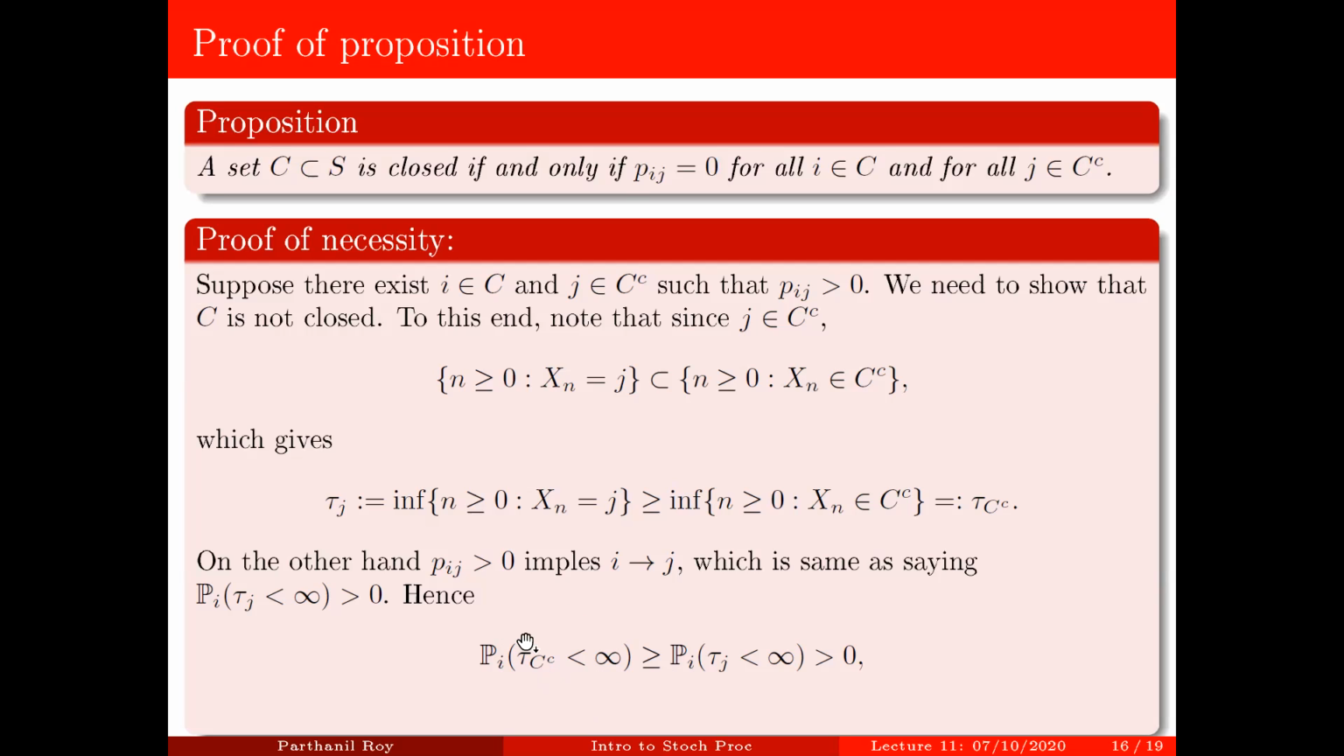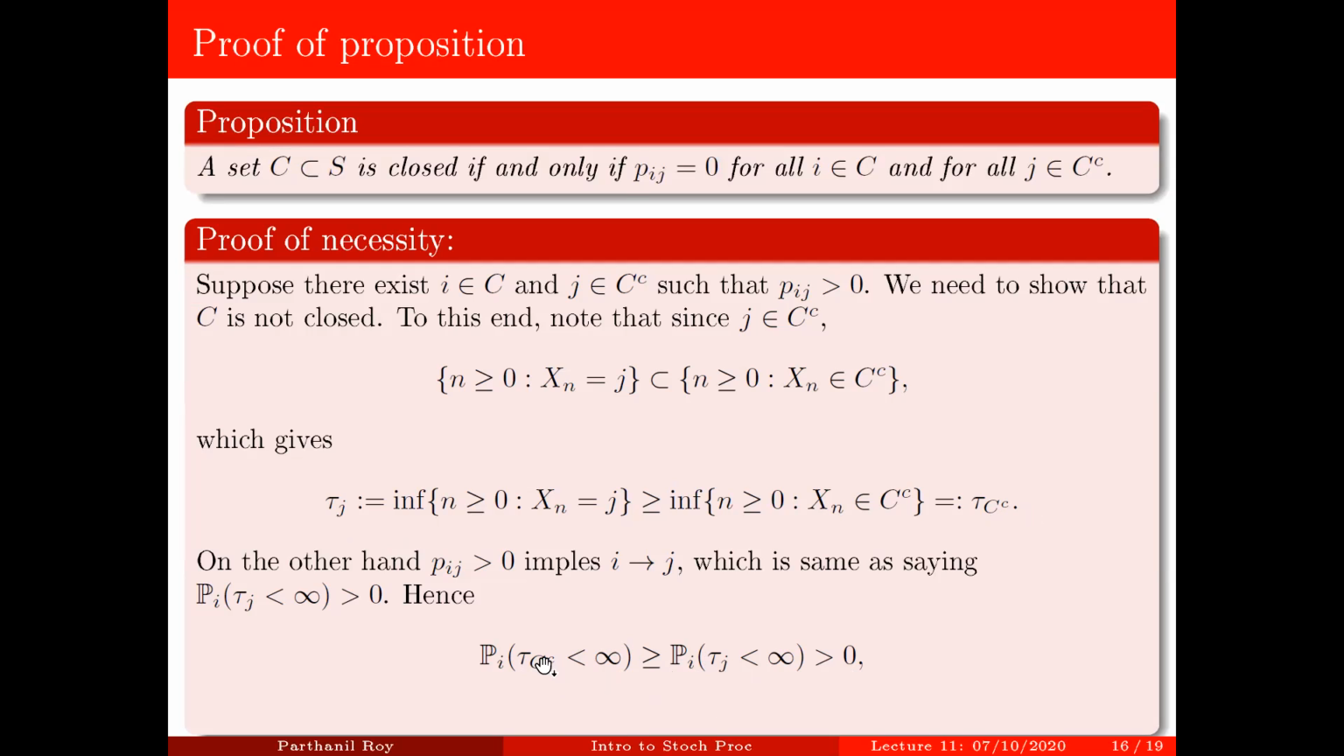This event is going to be contained in this event. Sorry, I made a mistake here. This event is contained in this event. Tau_j is the bigger random variable. If you know tau_j is finite, then tau_{C complement} has to be finite. The other way around may not be true. So this event is contained in this event. Therefore, this probability starting from i is definitely less than or equal to this probability.